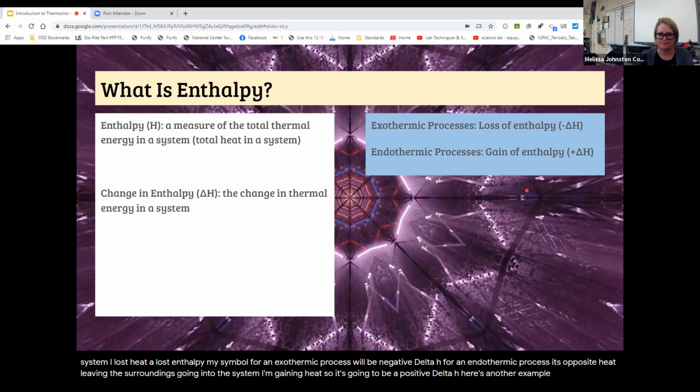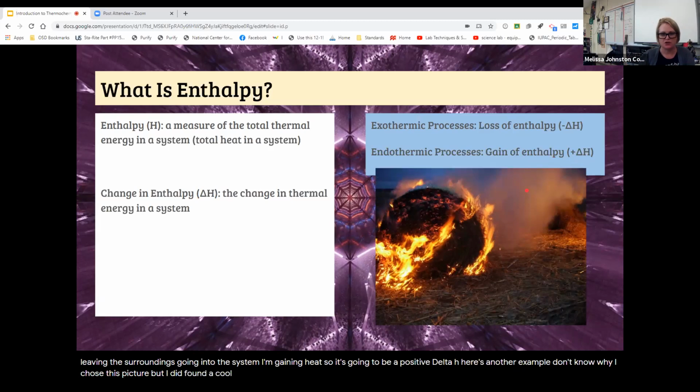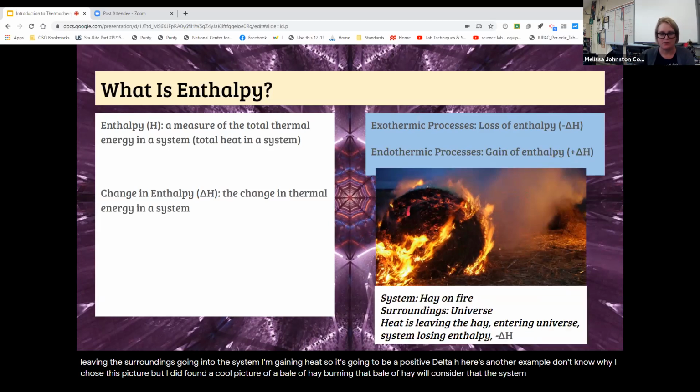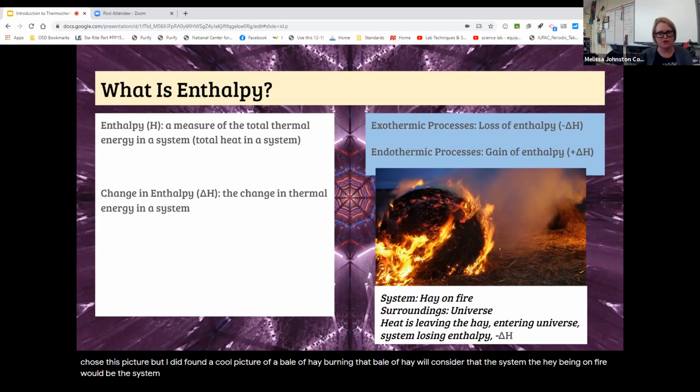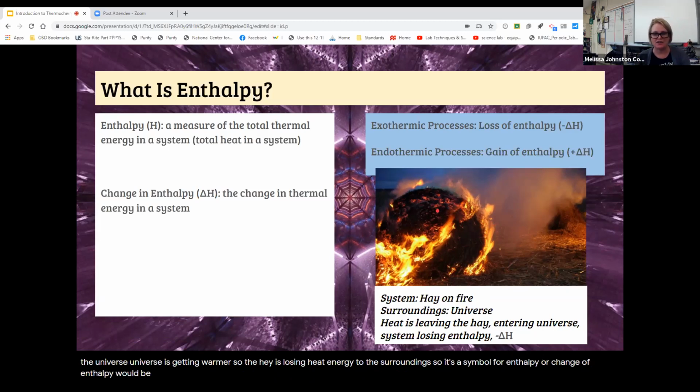Here's another example. Don't know why I chose this picture, but I did. Found a cool picture of a bale of hay burning. That bale of hay, we'll consider that the system. The hay being on fire would be the system. The surroundings would be the farm, the city, the rest of the universe. So since the hay is on fire and the surroundings of the universe is getting warmer, the hay is losing heat energy to the surroundings. So its symbol for change of enthalpy would be negative delta H.